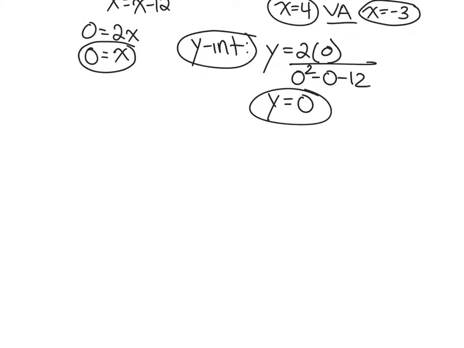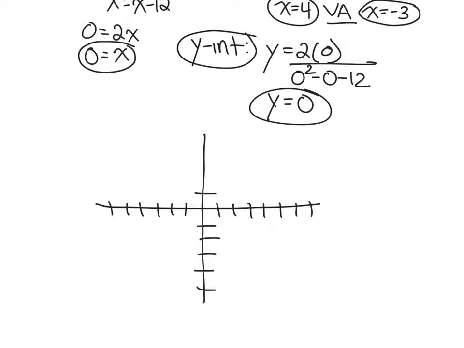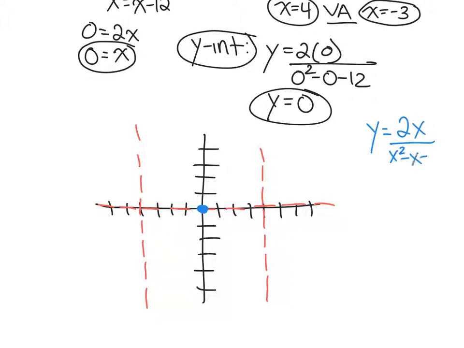Okay, so if I wanted to sketch this graph, let's plot all the key features that we know. I have a vertical asymptote at 4 and negative 3, and a horizontal asymptote right at 0. I have to figure out what's happening in each of these sections. I know I have an x-intercept and a y-intercept right at 0, 0, and that's really the only other point I know. So I may have to plug some values in to determine what's going on.